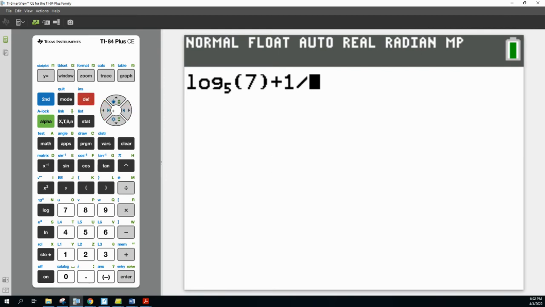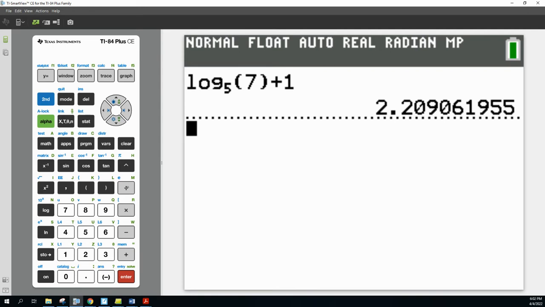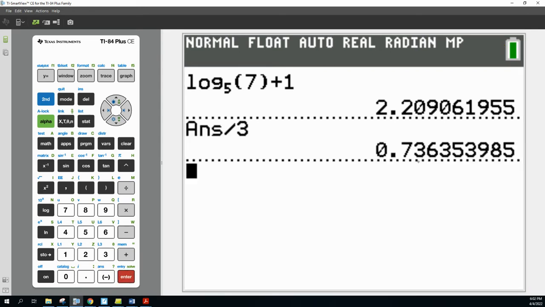So I'm going to do, since I already have it set up like this, I'm just going to figure out the numerator. So log base 5 of 7 plus 1 is this number. And then I'm going to divide it by 3. So this is actually my answer.